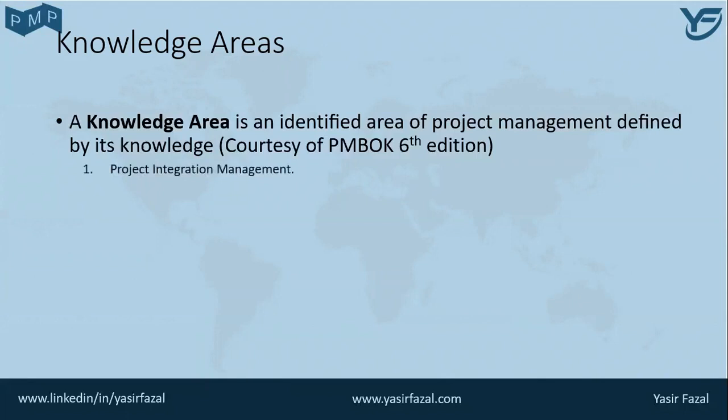So the first one is project integration management. This knowledge area basically includes the processes and activities to identify, define, combine, unify, and coordinate the various processes and activities within the project management process groups. Second one is project scope management, and this knowledge area basically includes the processes that are required to ensure the project includes all the work required and only the work required to complete the project successfully.